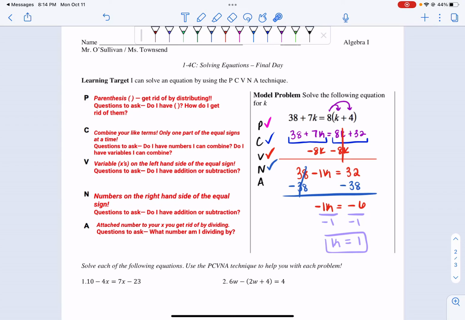So the first step of the P, C, V, and A stage is parentheses, which we get rid of by distributing. Do you have parentheses? How do you get rid of them? The C stands for combine your like terms, one side of the equal sign at a time. The questions you have to ask yourself are, do you have numbers you can combine? Do you have variables you can combine?